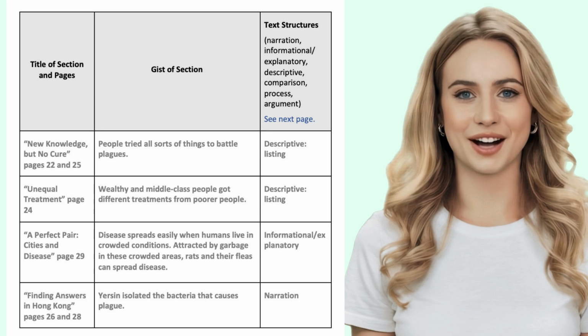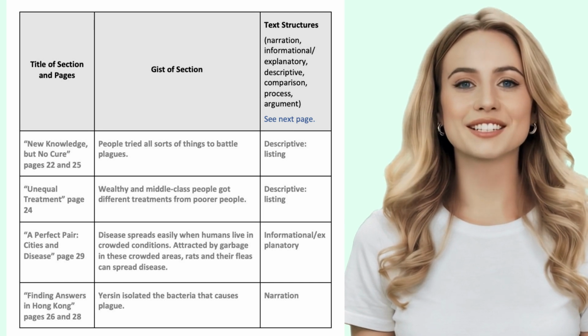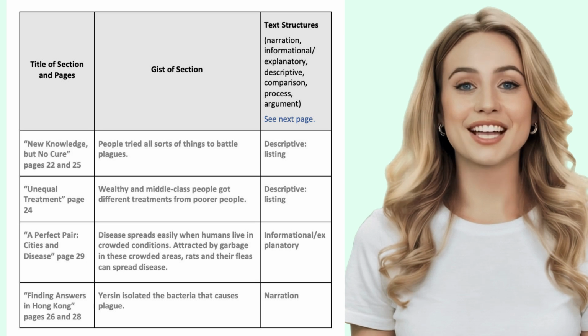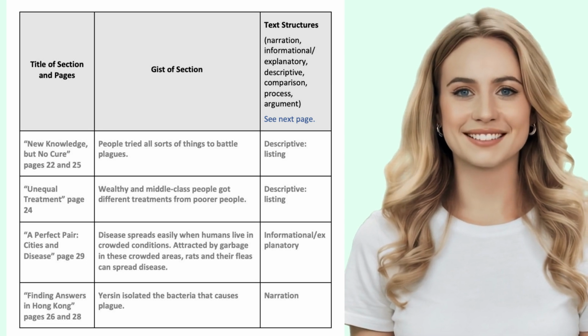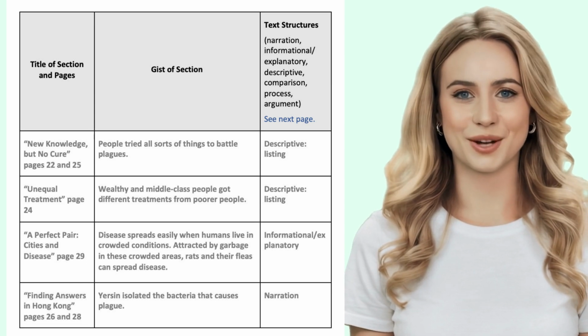Let's talk about how to spot it. Look for because, therefore. Leads to. Results in. The author isn't just listing, they're showing how and why the problem grows. In short, the city party invites an uninvited guest. Disease.